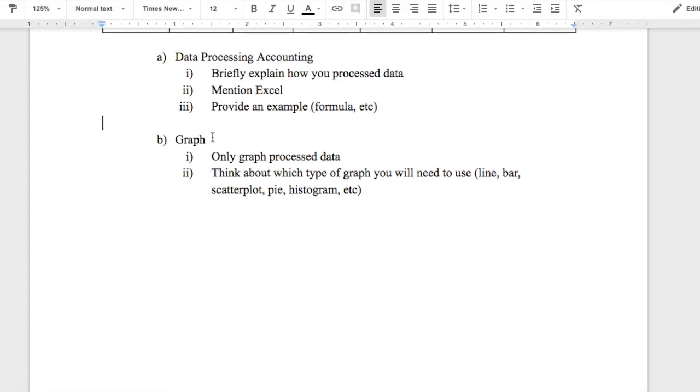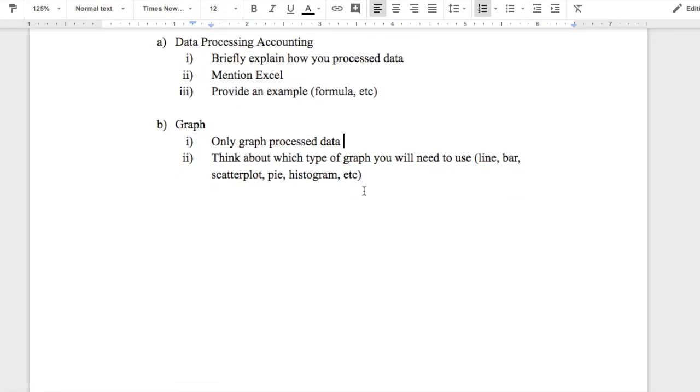For the graph, you must only graph process data. However, this is unique to each experiment. And also you must think about what type of graph you will need to use. Will it be a line graph? Is there a linear correlation between your variables? Will you use a bar graph, a scatter plot, a pie chart, which adds up to 100%, a histogram? There are a lot of graphs that you may use.